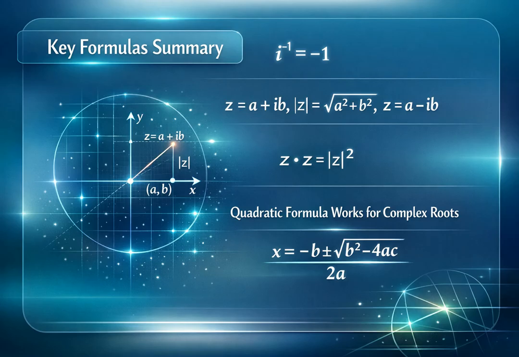Here are the key formulas to remember. i squared equals -1. A complex number z equals a plus ib has modulus |z| equal to the square root of a squared plus b squared. Its conjugate z bar equals a minus ib. The product z times z bar equals |z| squared. And the quadratic formula works for complex roots when the discriminant is negative.